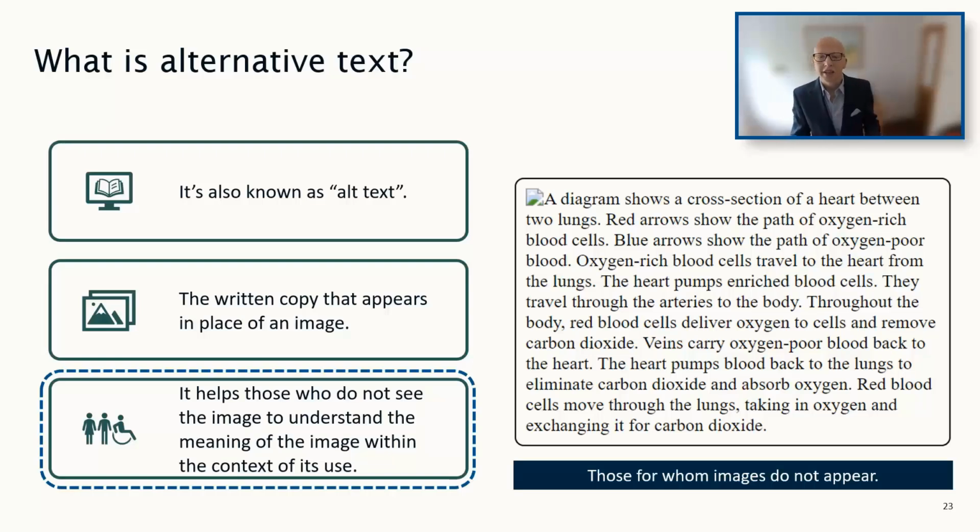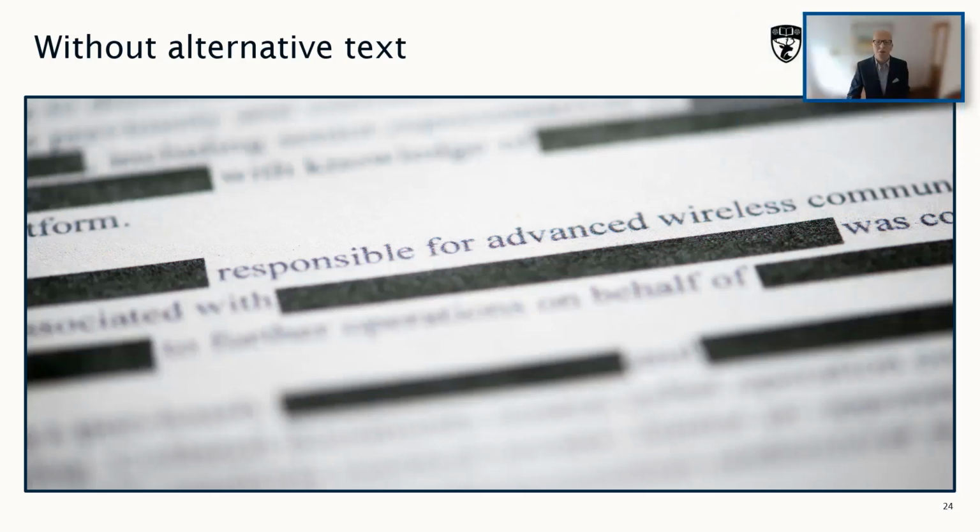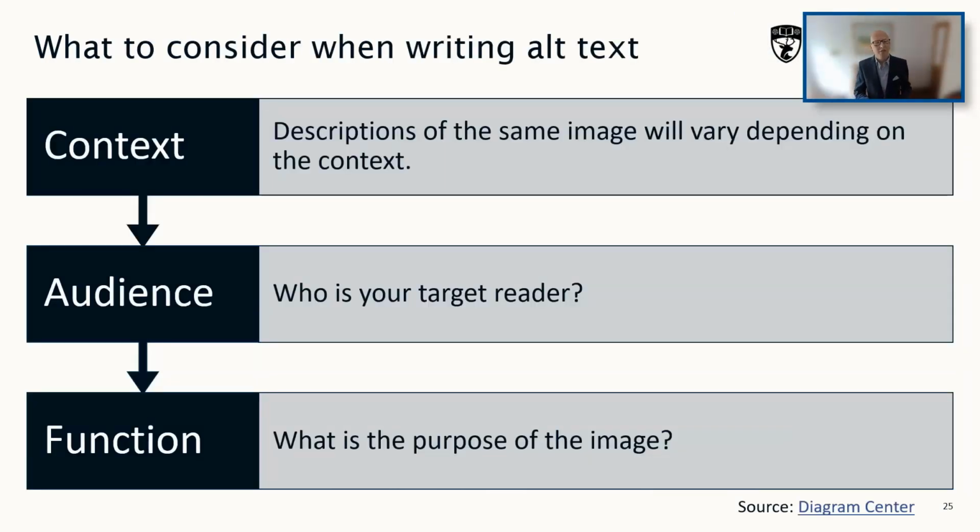A report last year from JISC found that around a third, 34% of UK students had problems with mobile data costs. And when we don't add alternative text to images, we're creating a barrier for those who do not see them. And when we write alternative text, we should consider the context in which we use the image. We should consider our intended audience, who is our target reader or listener, and what is the function or purpose of that image. We may write different alternative text for the same image when we use it in different contexts for different audiences and depending on the purpose of the image.